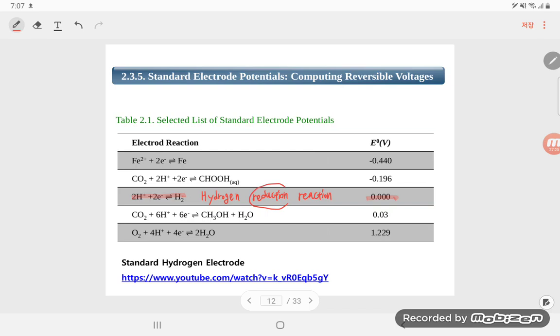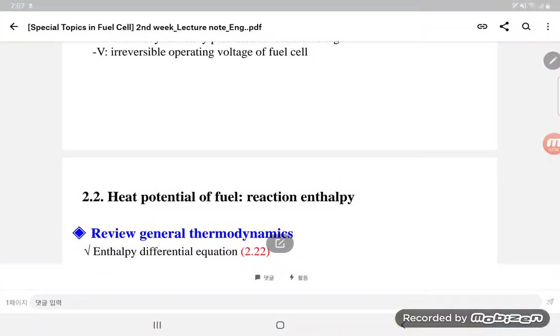The reduction means the electron is accepted in the reactant. Okay, in the table there is the electron on the left side. That means it is the reduction reaction for each species, each chemical reaction. Okay, remember that. And oxidation is the reverse reaction, right? So how can you find the standard hydrogen electrode? Let's take a look at a movie clip.